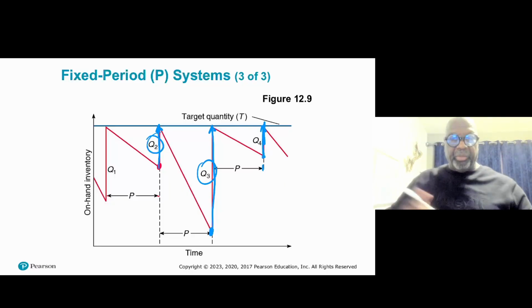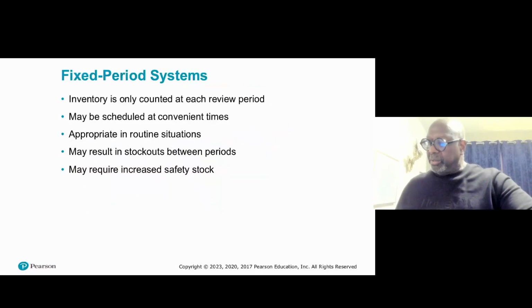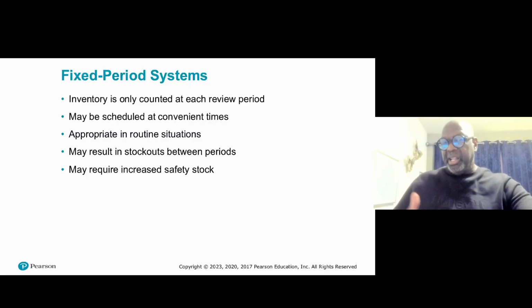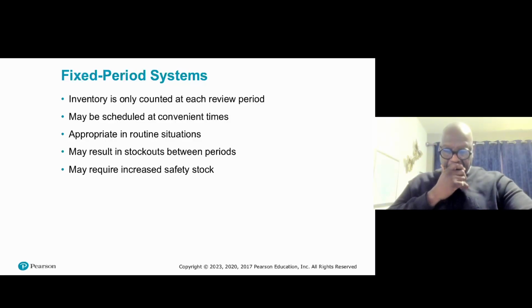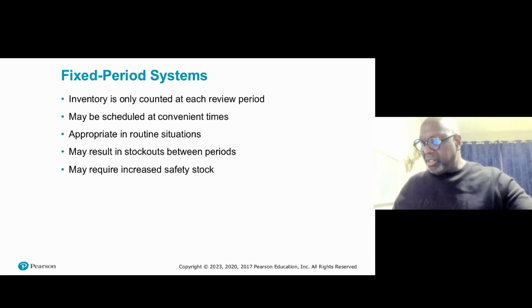And there are models for calculating the cost of that system, but we are going to ignore that for now. All right. So in the fixed period system, the inventory is counted at the end of each period, maybe scheduled at convenient times, like on a Saturday, for example. Every Saturday we're going to check the inventory level. It is appropriate in routine situations. So if the situations, as you say, don't vary that much, then we could actually stick to that system.